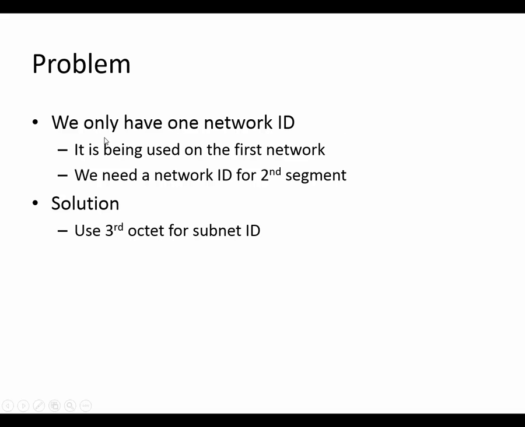The problem is, we only have one network ID, and it's already being used on the first network, but now we need a network ID for the second network, which we have installed. And the solution is, we use the third octet for subnet ID. And this is what subnetting is all about.